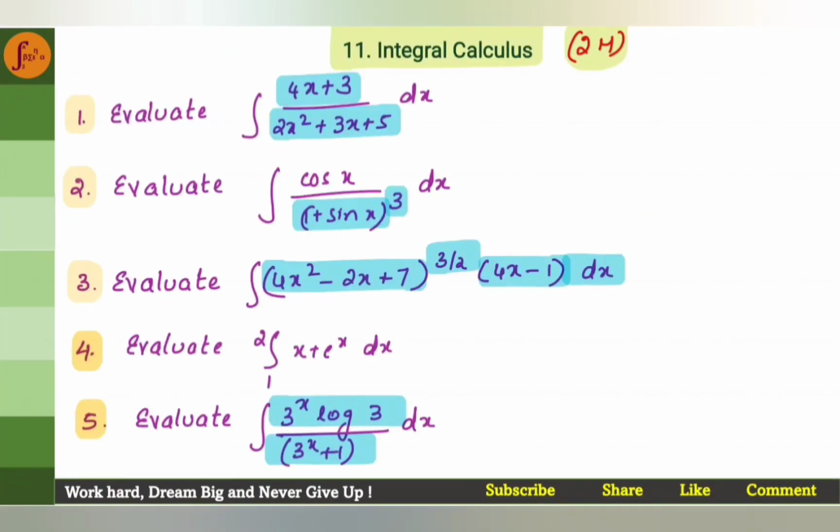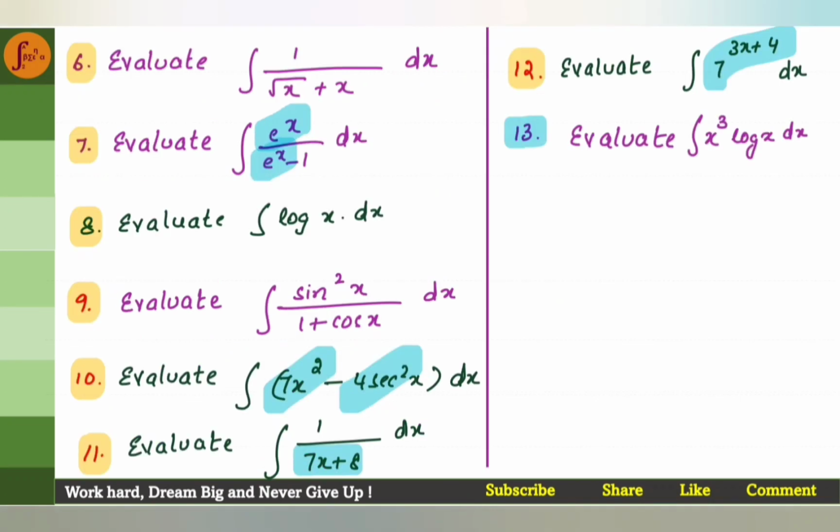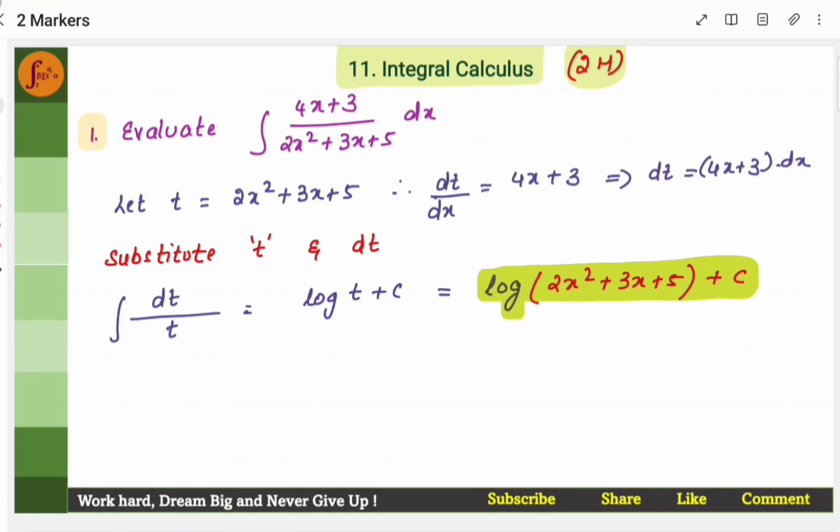Next topic is integral calculus. Here is a list of different problem types. We'll cover some problems here.